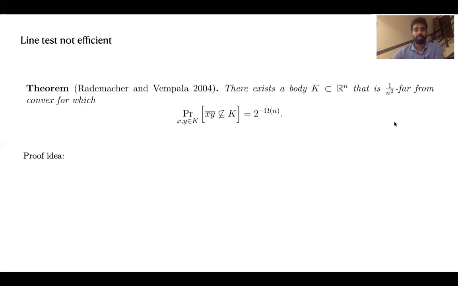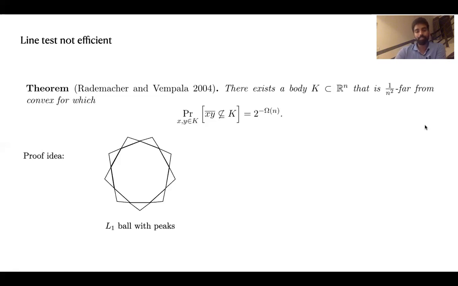In their 2004 paper, Rademacher and Vempala showed that there exists a body that is 1 over n squared far from convex, for which, if you take 2 points, the probability that the line joining those 2 points goes outside the body is exponentially low. Let's look at what their proof idea was.